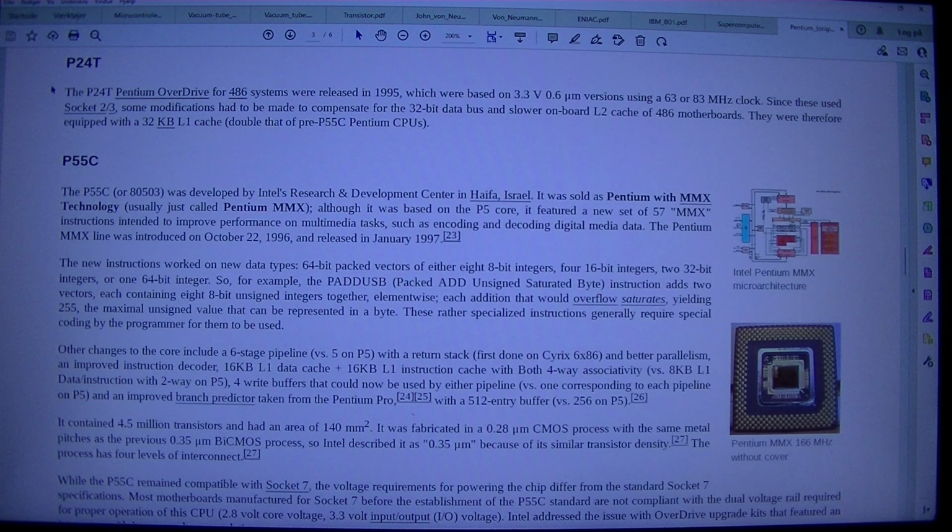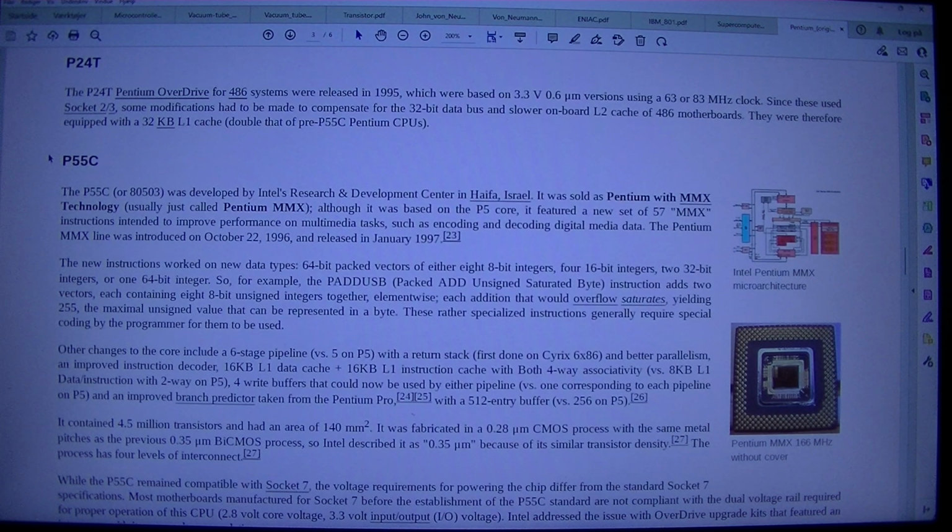which were based on 3.3 volt 0.6 micrometer versions using a 63 or 83 MHz clock. Since these used socket 2/3, some modifications had to be made to compensate for the 32-bit data bus and slower onboard L2 cache of 486 motherboards. They were therefore equipped with a 32 KB L1 cache, double that of pre-P55C Pentium CPUs.